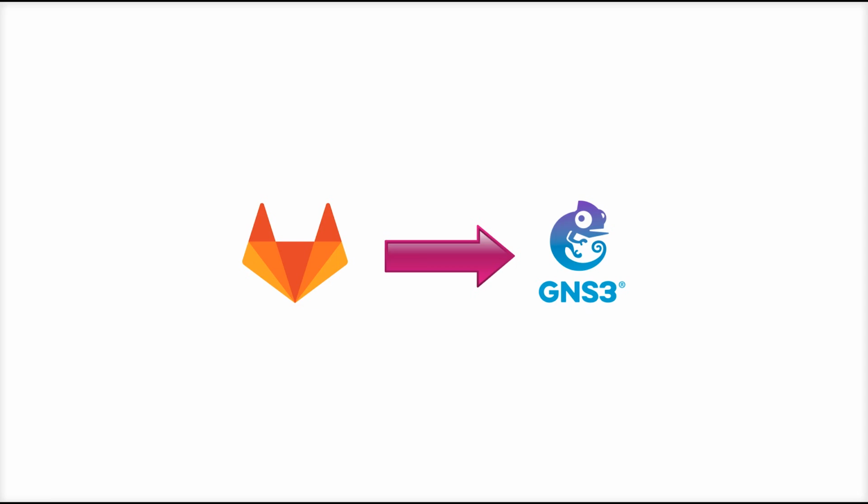Welcome to the introduction of the automated virtual network deployment. This is a component of a CI/CD pipeline that can be used for unit tests. For example, testing new configurations for a change, new software releases, and so on.